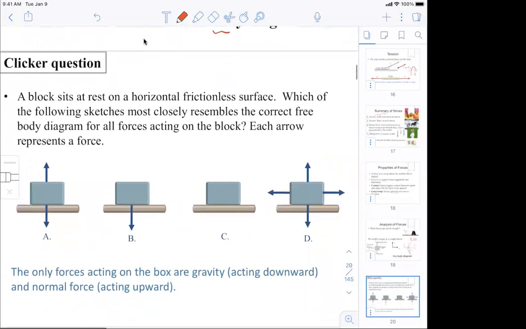Okay, let's start with a quick question. This should be straightforward. Have a block simply sit at rest on a horizontal frictionless surface. Which of these sketches is a correct free body diagram? And I'm going to let you vote. I don't think we need to discuss on this one.